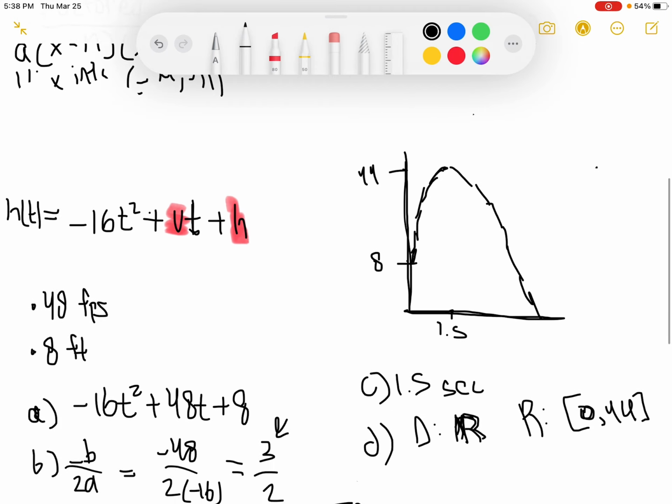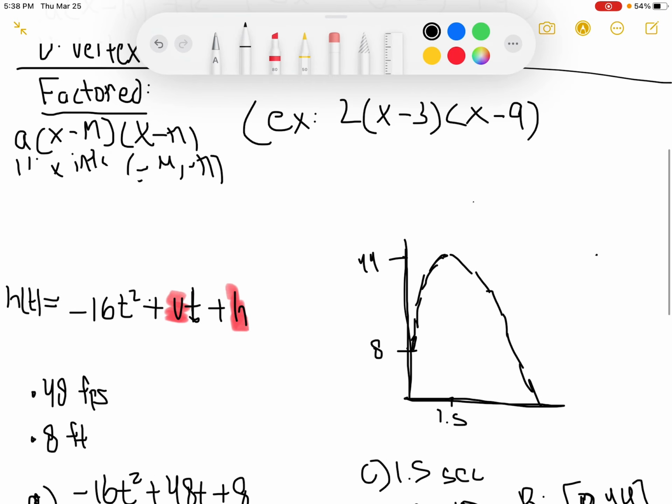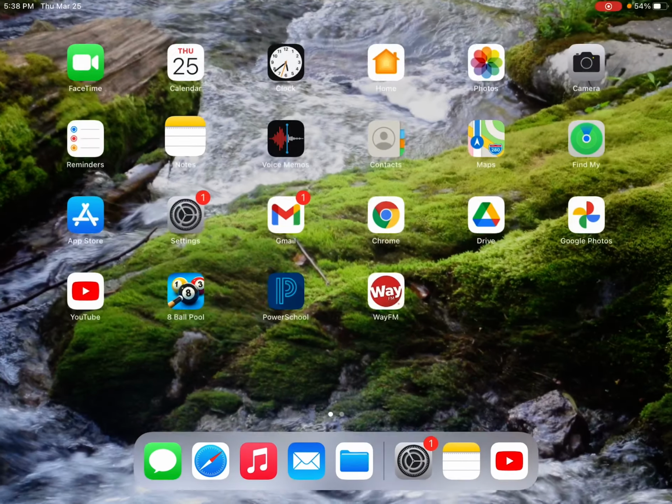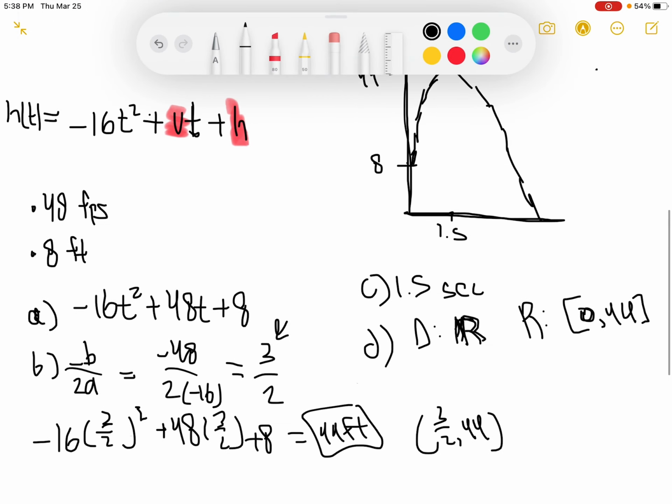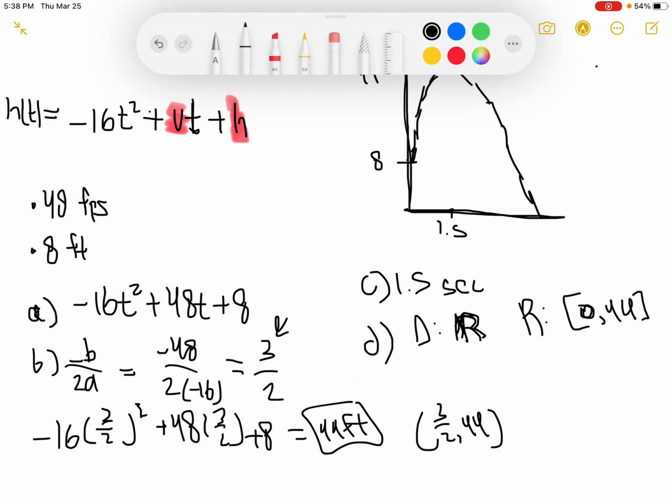I hope this makes sense, but that's what you'll be required to do. Application of quadratics.